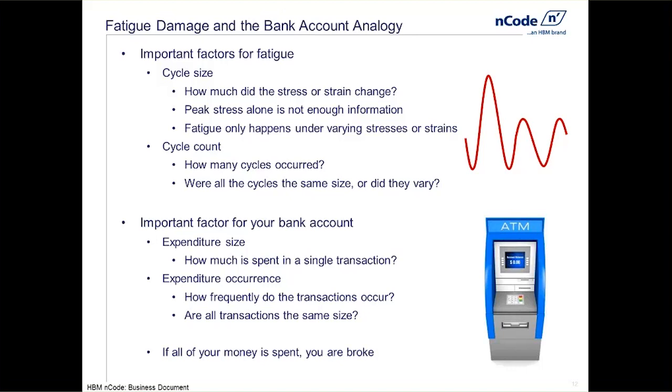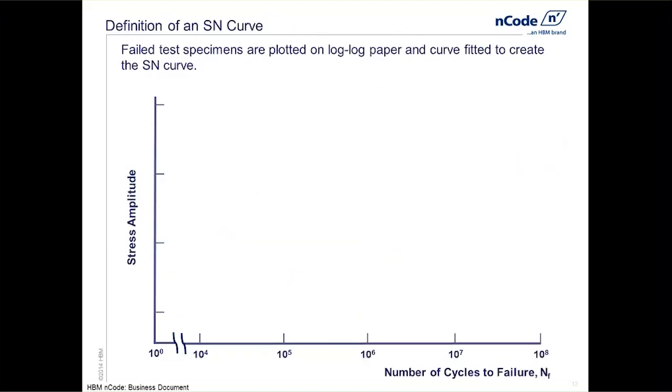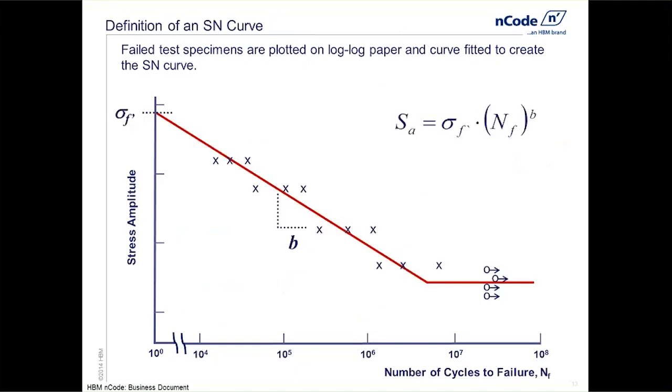So damage is thought of as kind of the same thing. You've got this fixed amount of damage that you can expend from your part. When that damage exceeds a certain value, which turns out to be 1, then your part is considered to be broken. Okay, so if we think of an SN curve, let me skip through this real quick.